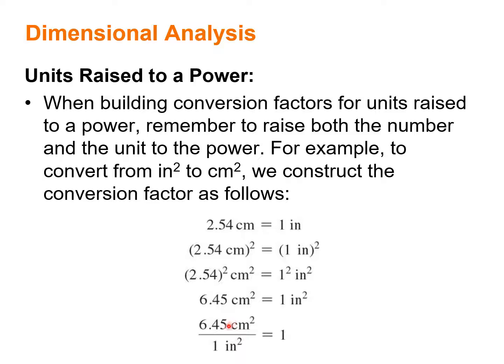So if you actually had this, because 2.54 centimeters is equal to 1 inch, 6.45 centimeters squared over 1 inch squared is also equal to 1, because 2.54 centimeters over 1 inch would also be equal to 1. So that's what you do if you have units that are raised to powers.